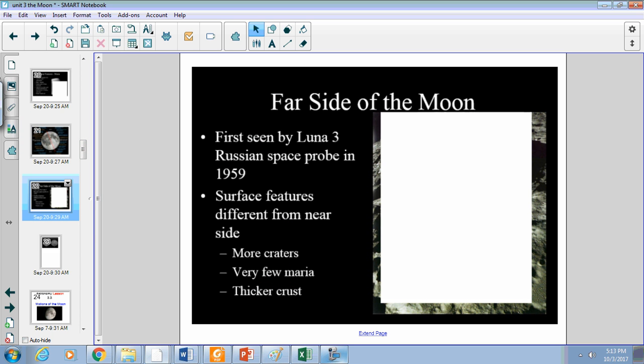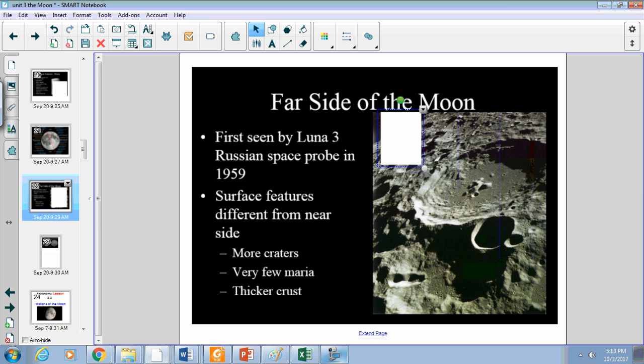All right, far side of the moon. Let me zoom out of these here. We first were able to get our first glimpse at the far side of the moon in 1959, thanks to Luna 3 and the USSR. And we discovered that the features on the far side of the moon are much different than that of the near side of the moon. There's more craters, there's very few mare, and the crust is thicker.